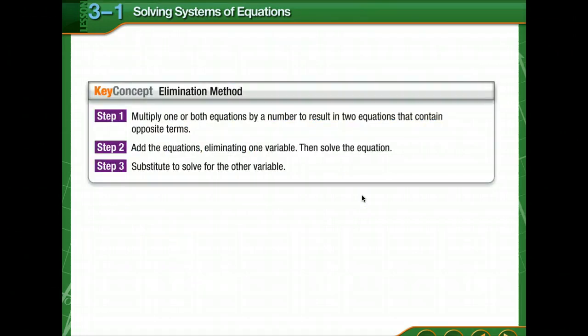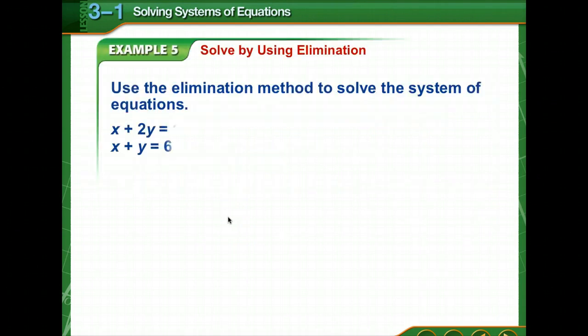Okay, elimination method, because sometimes adding or subtracting equations will not eliminate either variable. So we're going to multiply one or both sides by a number, add the equations which will eliminate one variable, then solve the equation. Then we substitute in for the other one. So let's see what that means.